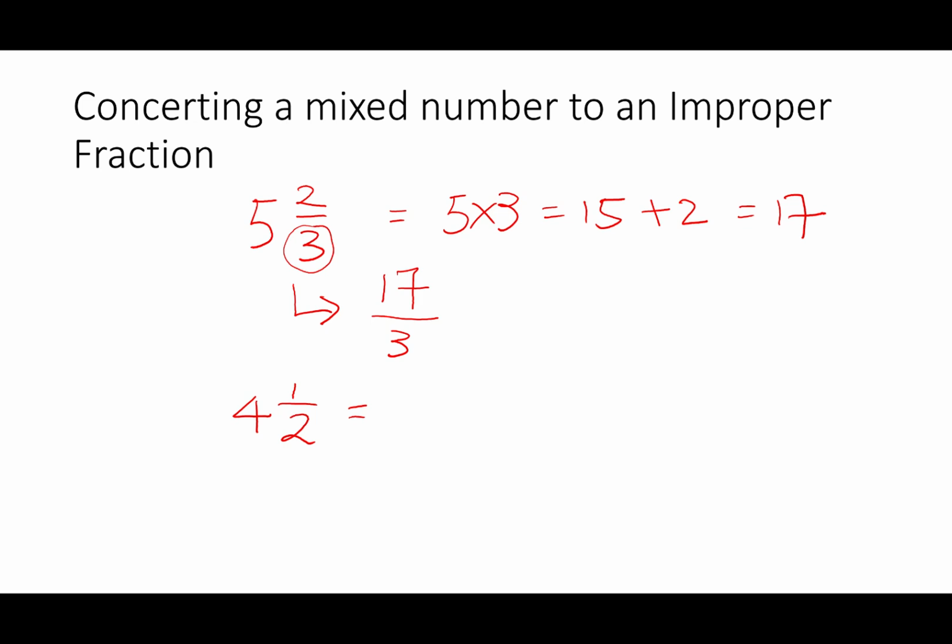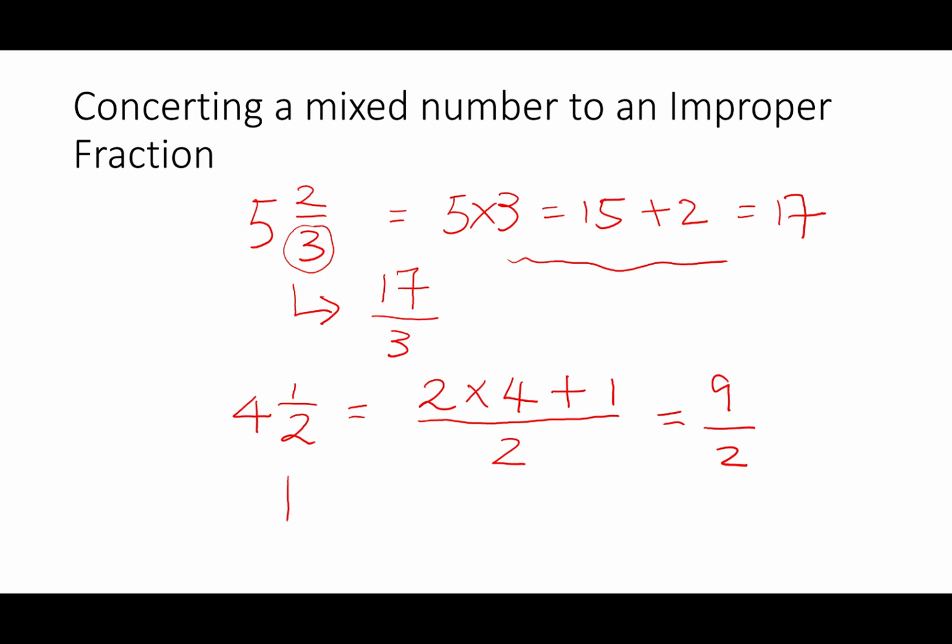Remember, we need to find the new numerator first, and the new numerator, if you follow this example here, is equivalent to the denominator multiplied by the whole number plus the original numerator, and the denominator stays the same. So 2 times 4, 8 plus 1, you get 9 over 2. So these two numbers here are equivalent, and that's how you convert a mixed number to an improper fraction.